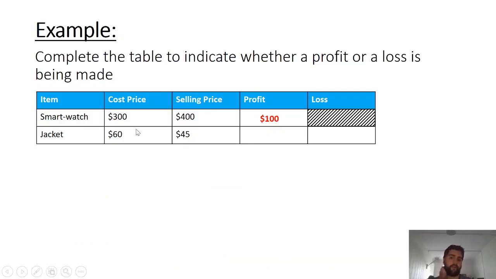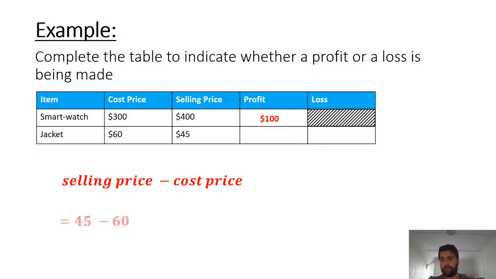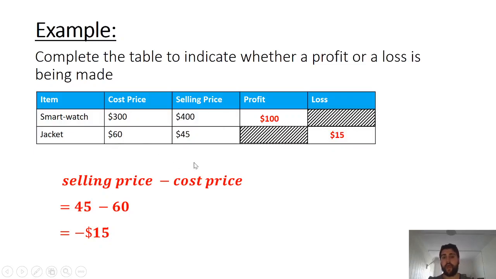Now let's look at the second example, our jacket. Again, we're going to find the difference between the cost and the selling price. If we put those numbers in, the selling price was $45, the cost was $60, and what we actually find is that we're losing money. The difference is negative. So this time our loss is going to be $15. We're losing $15 on every jacket we sell.